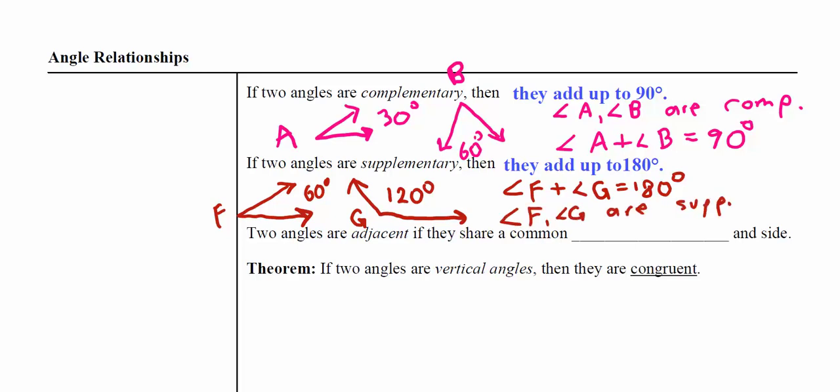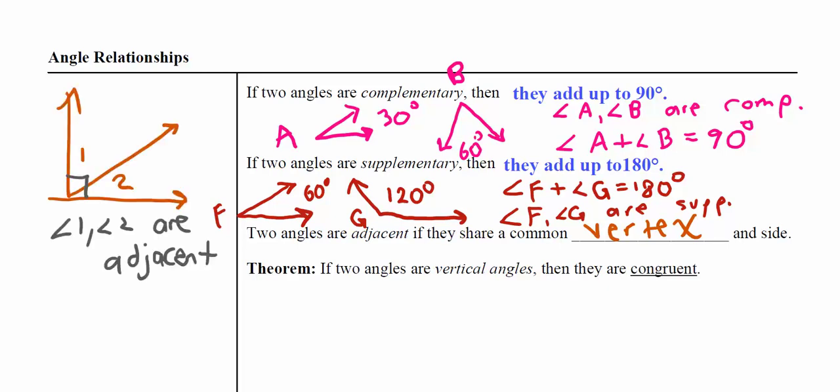We say two angles are adjacent if they share a common vertex and a side. So for example, we say that angle 1 and angle 2 are adjacent because angle 1 and angle 2, they share the same side and they have the same vertex right here at this point.